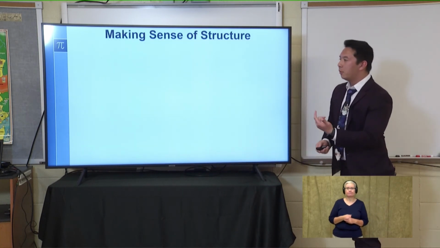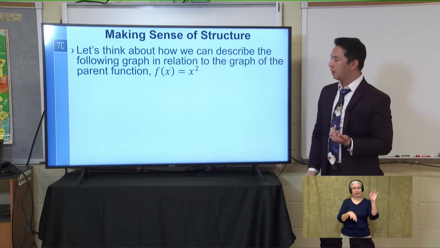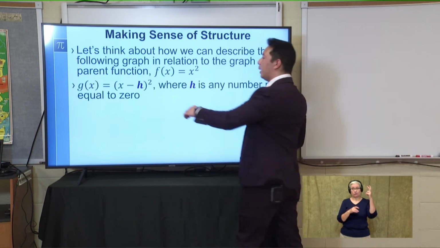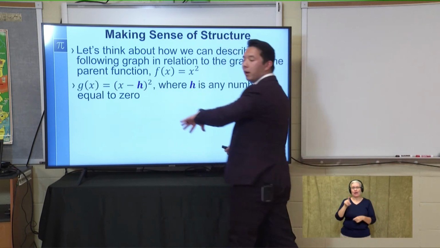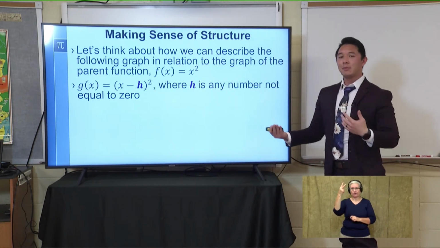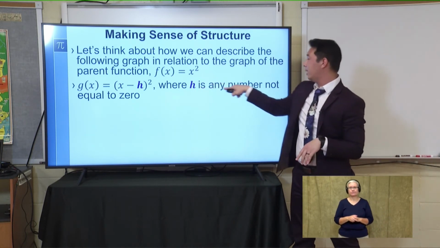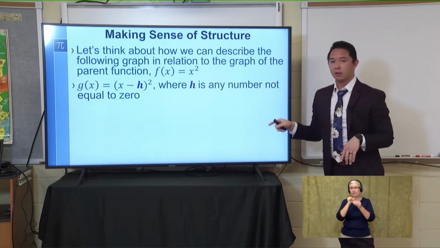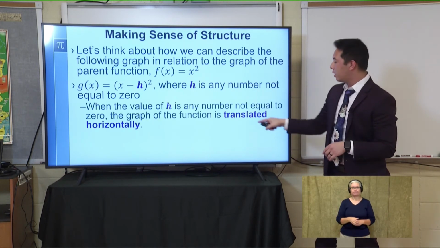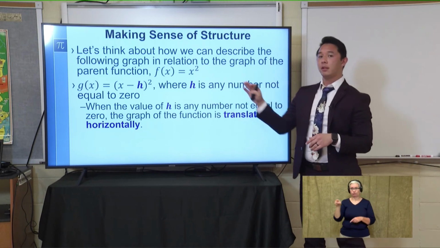Let's take a look at another piece of structure. So again, we're comparing it to our parent function x squared. But what happens when that transformation occurs within the parentheses of our function? So here we're looking at x minus h, that quantity squared. And h again is any number that's not equal to 0. So when we're talking about this, we're talking about a translation that is horizontal. I'm either moving left or moving to the right.